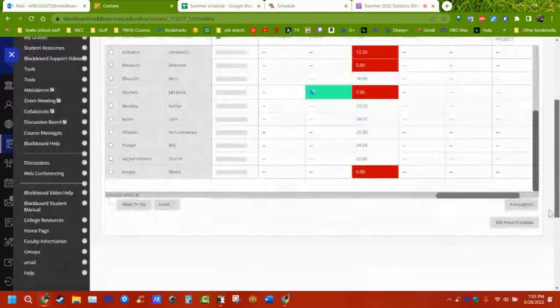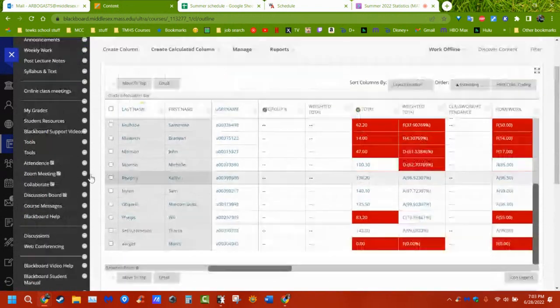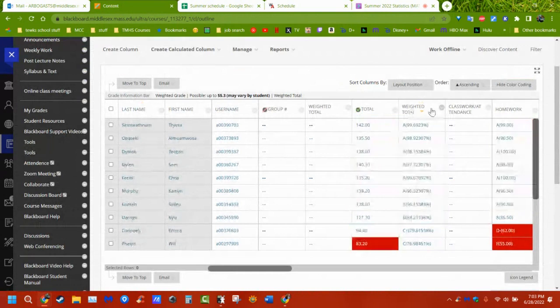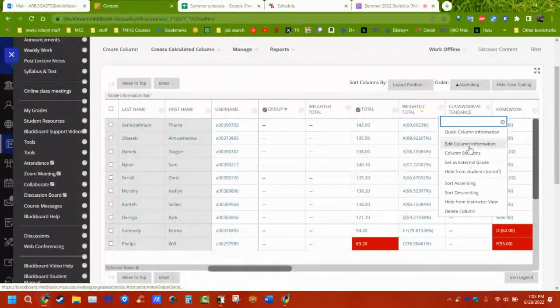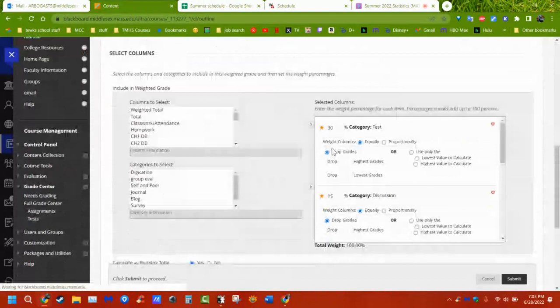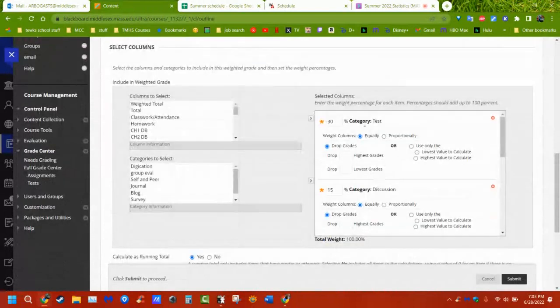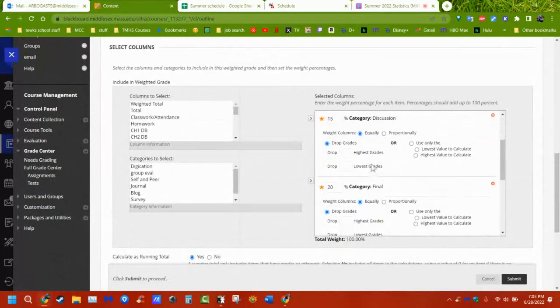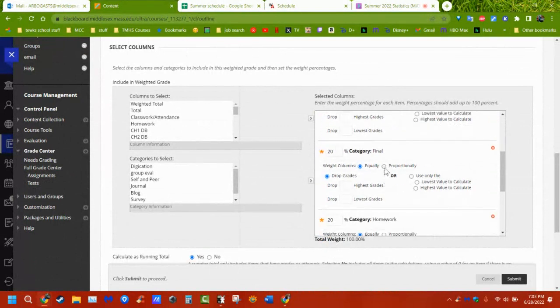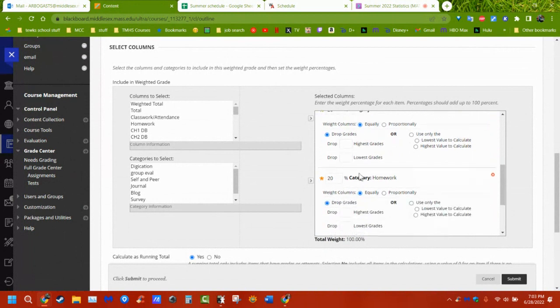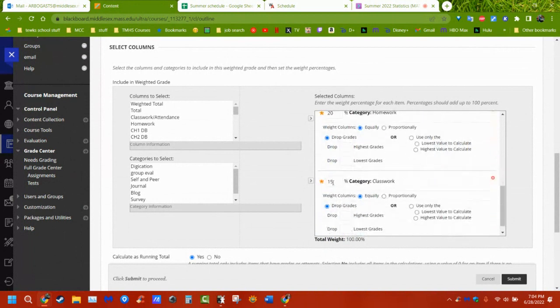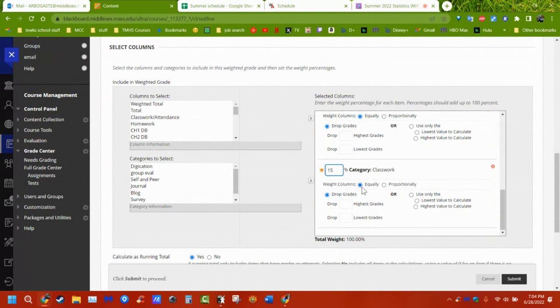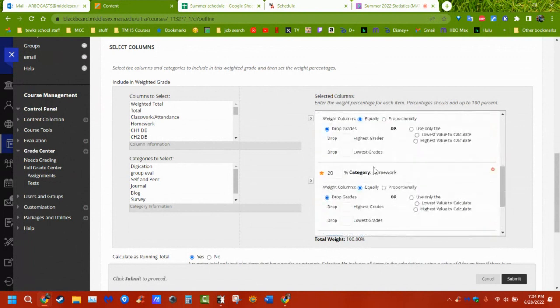But the weighted grade, let me show you. The weighted grade takes different pieces. Tests are worth 30%. The discussions are worth 15%. The final, which we don't deal with, is 20%, but it gets ignored. Homework is worth 20%. Classwork is worth 15%. That's just being here, so I usually just give people hundreds on that. That will go in and affect your grade.